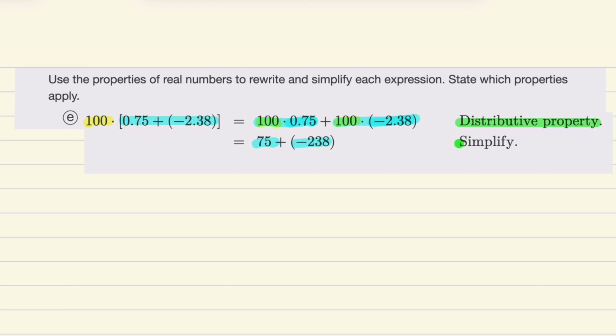Here we are just simplifying, and we have one step left to simplify. We can do this addition. 75 plus negative 238 is negative 163. This was also just simplifying.